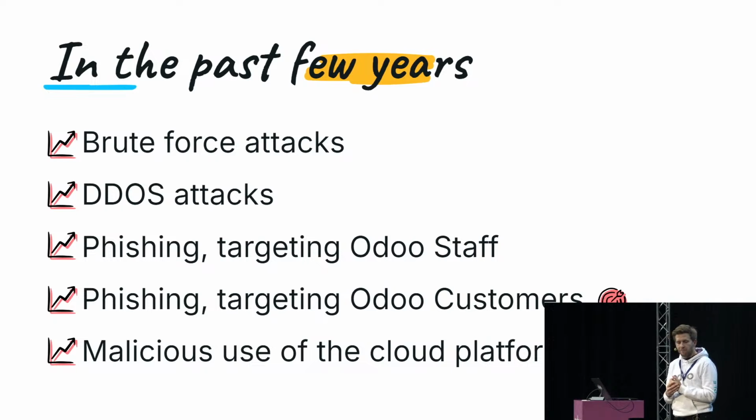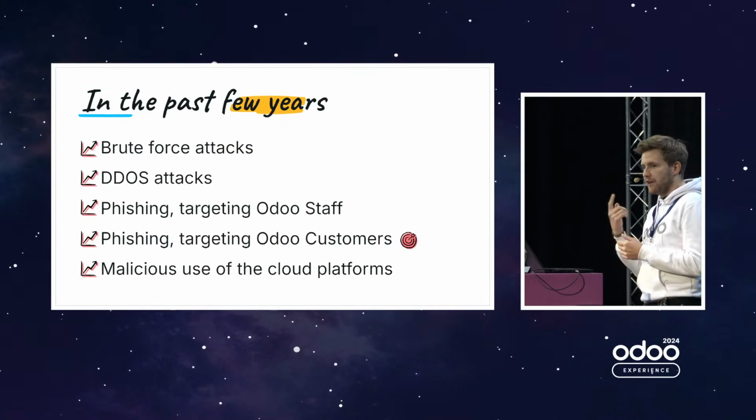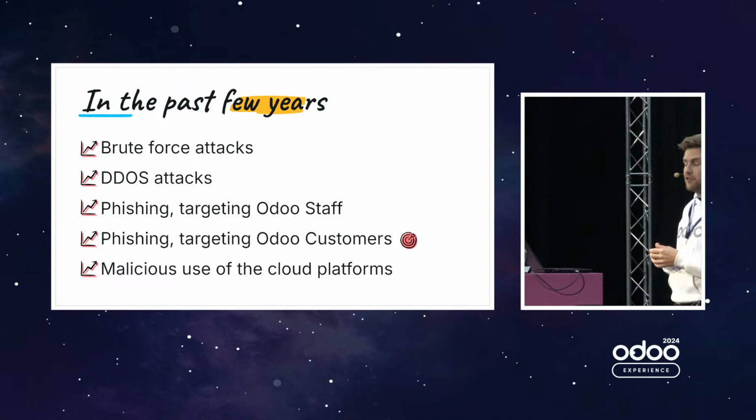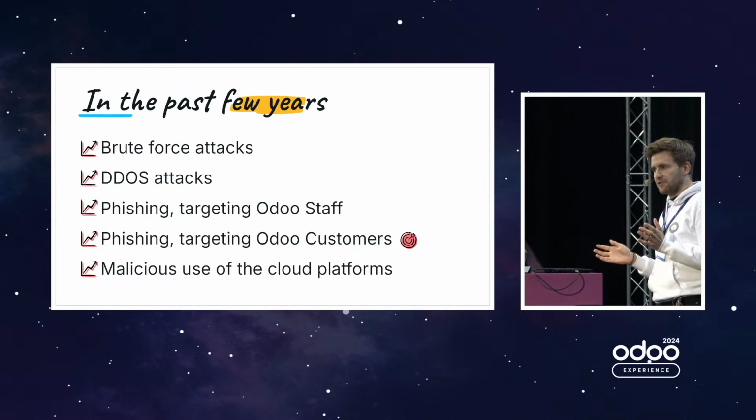So, in the past few years at Odoo, we had an increasing number of brute force attacks, meaning that they were more and more sophisticated, and we had to put more and more sophisticated heuristics to counter them. We also had more and more denial of service attacks. We have one case in particular where we were actually under a denial of service, so Odoo.com was down.